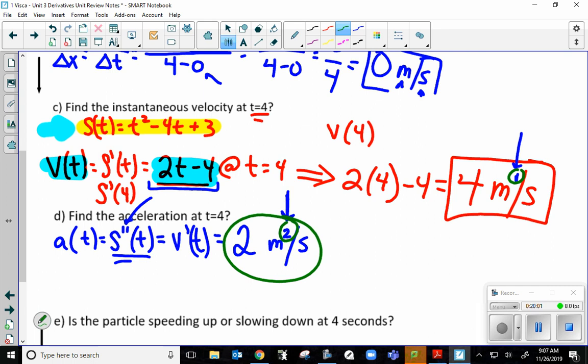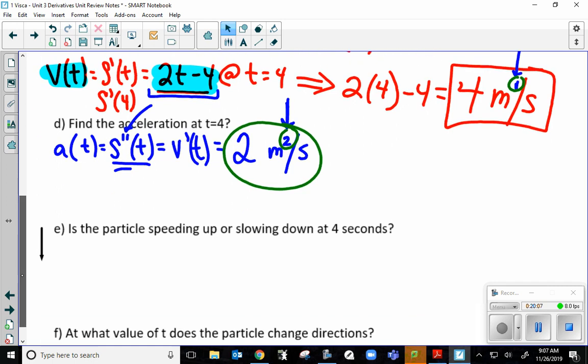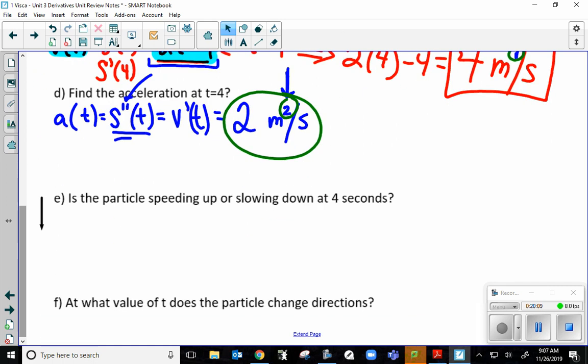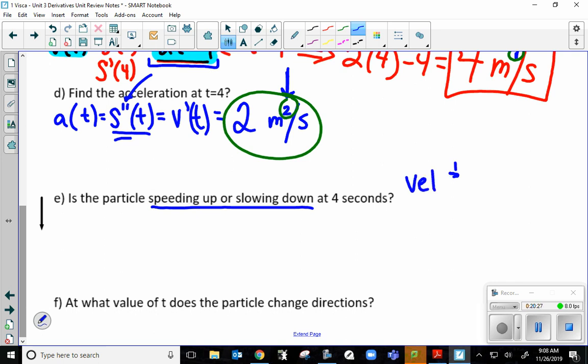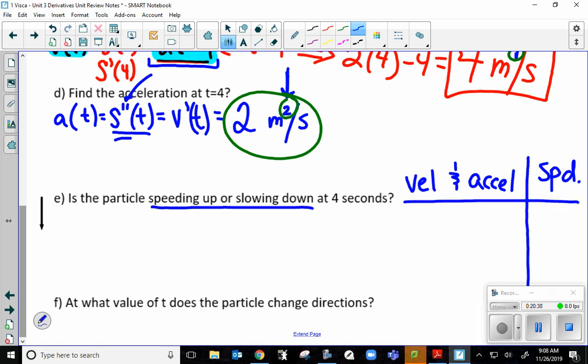Now, is the particle speeding up or slowing down at 4 seconds? Oh my goodness gracious, I love doing problems like E and F right here. So how can I tell if the particle is speeding up or slowing down? I don't just look at velocity, the speed. I need to compare velocity and acceleration to be able to tell. Then I'm going to make a little chart, speed.